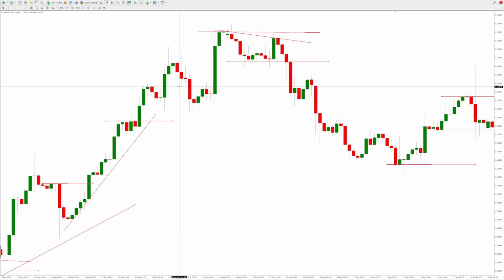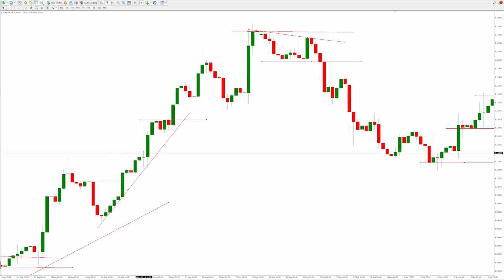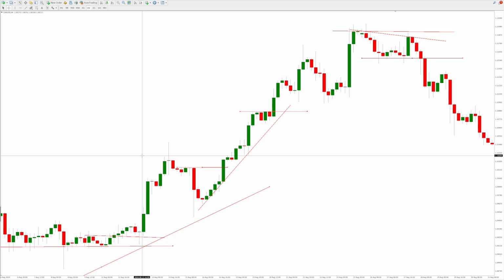Using a sensible stop loss. I like to cut losing trades short and let winning trades run, just to maximize good moves as much as possible. For example, had we taken this trade on the breakout here, I would have put my stop loss just below the low here of the trend line.